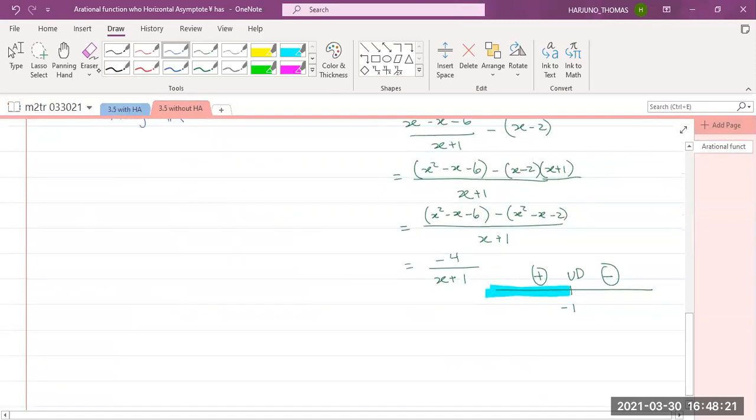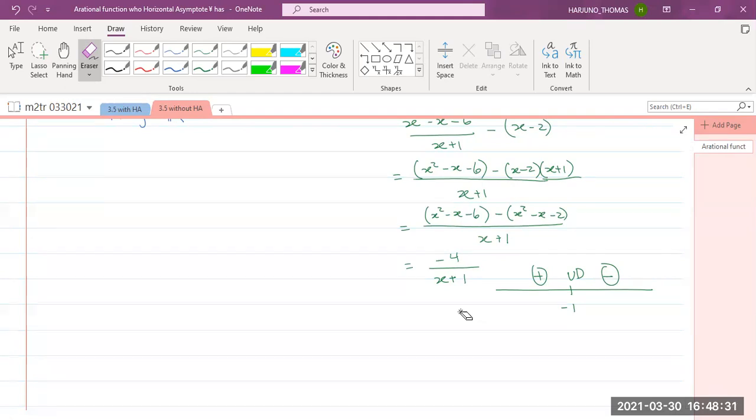Don't get me wrong. There are times that we cannot find the range at all, like in an earlier number, I think number 25. We cannot find the range at all for number 25. It's too difficult to do.